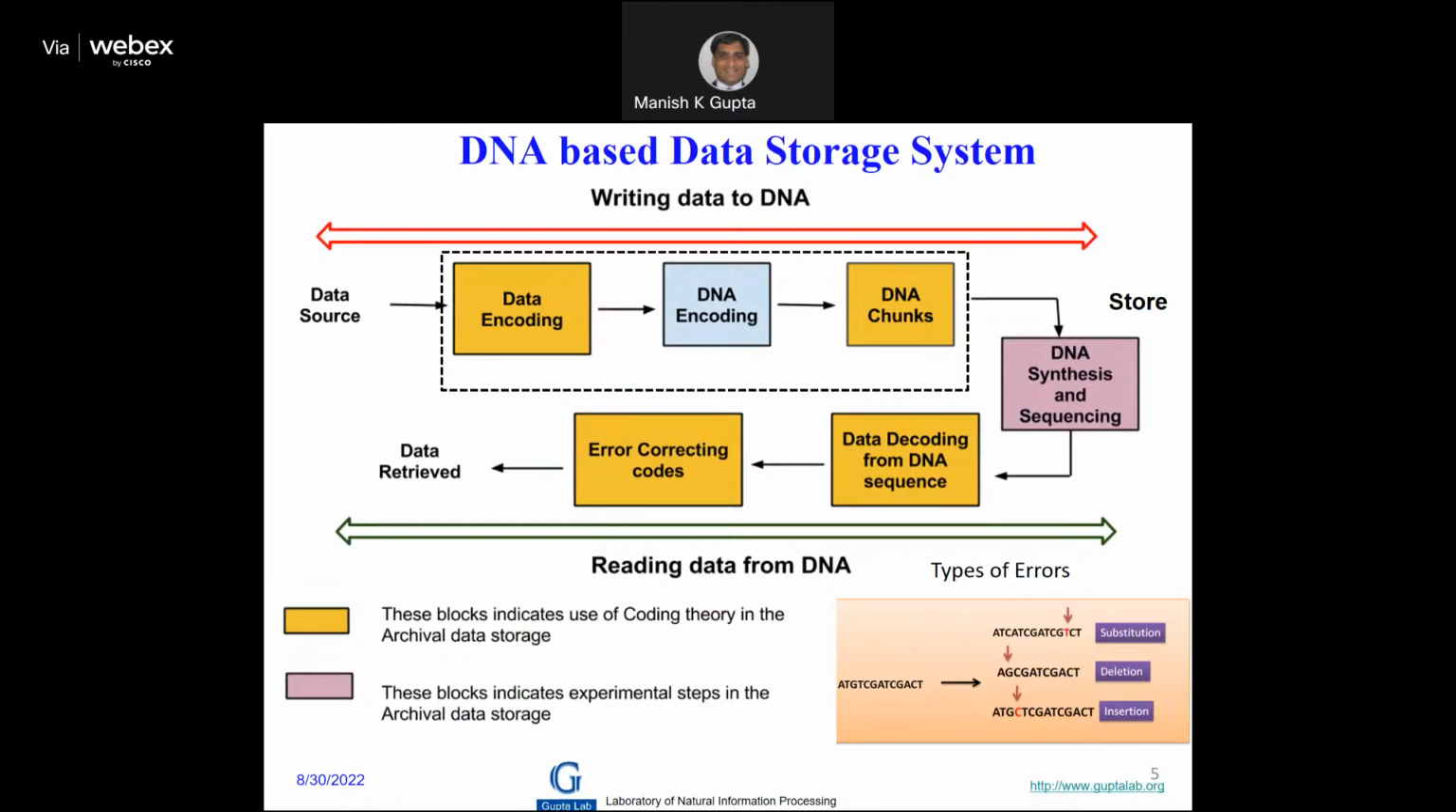Or it could be insertion. So there could be, between A and T, a C inserted. These are the basic kinds of operations that are automatically done in the DNA, right? So they introduce errors. These are the kinds of errors.